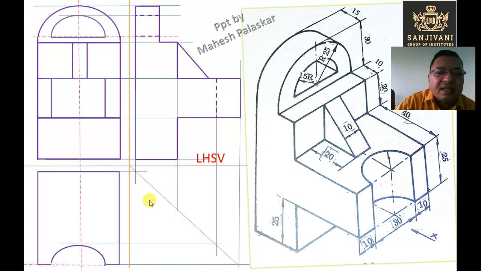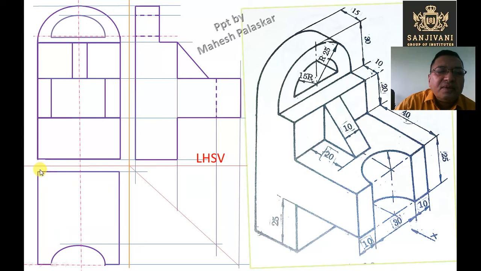Then we continue drawing the top view. So look at the top view. The top view is drawn like this. These edges, these two small lines, are 10 mm. This is also 10 mm. Here you can see 10 mm, 10 mm. Okay, so that line is drawn. Then this is continued from here to here. This is also drawn.